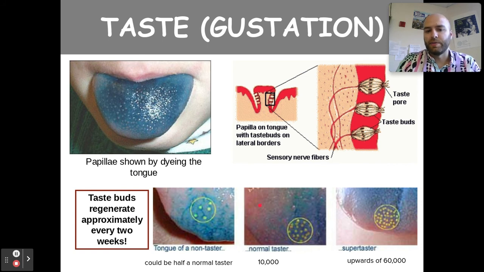And down here, you can see an example of different levels of tasters. People have differing amounts of taste buds in their mouths. A non-taster is someone who has very few taste buds or papillae on their tongue. A normal taster has about 10,000 of these on their tongue, and a super taster, someone who experiences taste very intensely, has upwards of 60,000 on their tongue. So if you like really, really spicy food, you might be a normal or non-taster because you can handle it. Someone who's a super taster generally doesn't like things that are very flavorful because it's too intense for them.